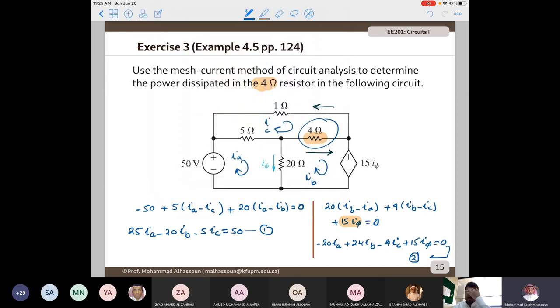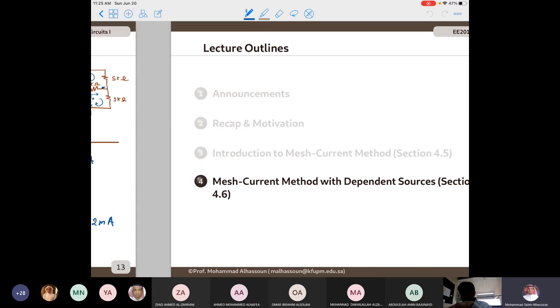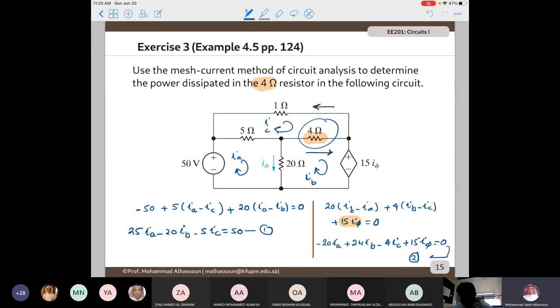Abdullah. Yes, doctor, what will be the material of the midterm? We will announce it, but most likely it will be up to chapter 4. So far we've covered chapter 4.6 now. We will cover 4.7 and 4.8, and the remaining week will cover, inshallah, the majority of chapter 4. Our exam is at the end of week 5, so we have enough time to cover it.